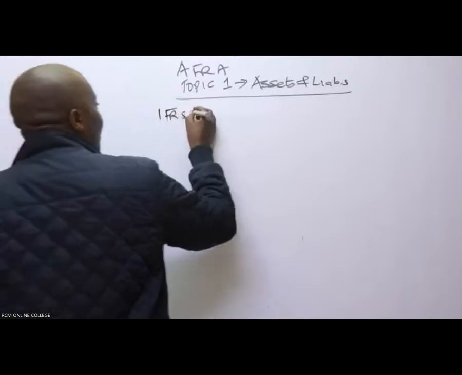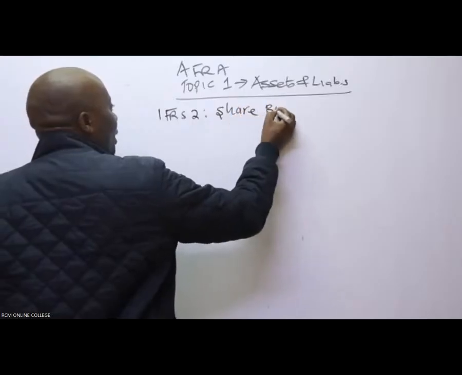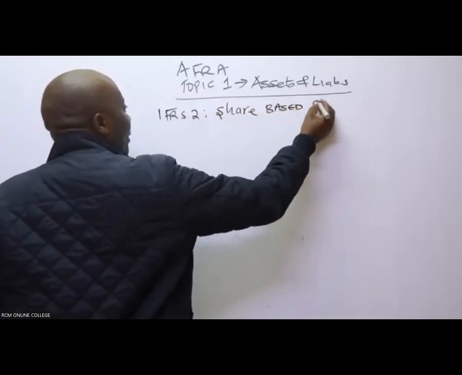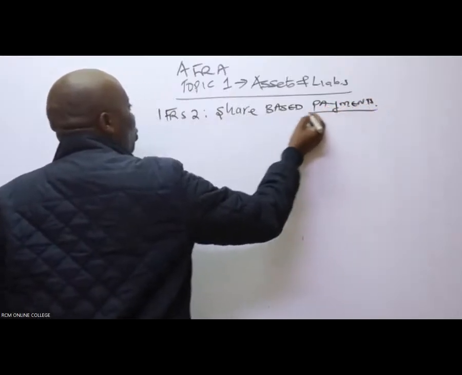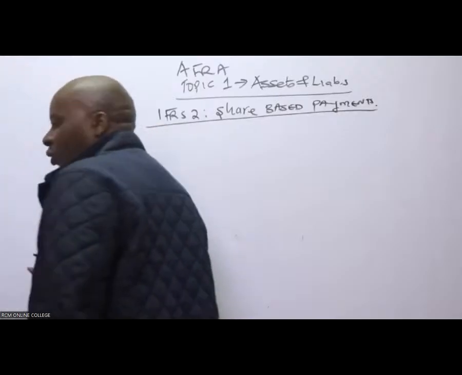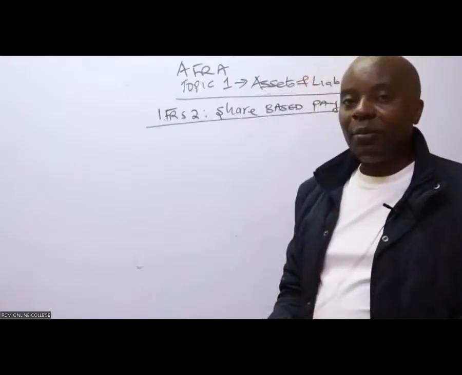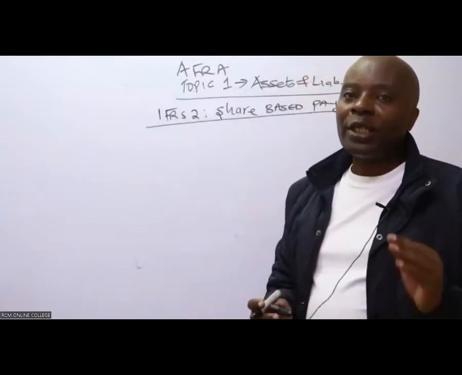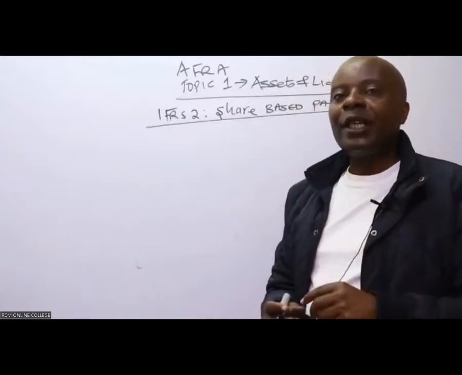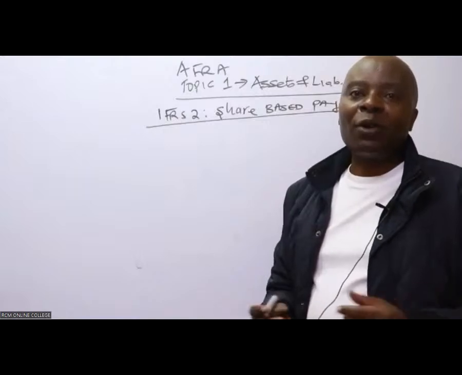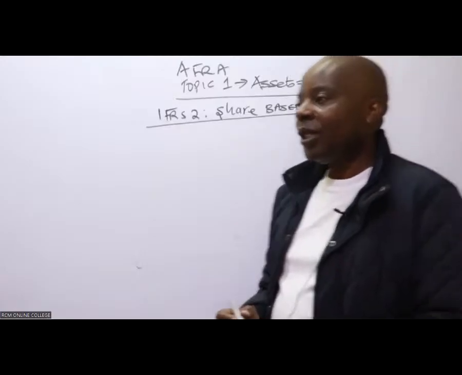IFRS 2. This is what we call share-based payments. A liability accruing out of what? Those shares or share options that we make promises to our employees. You tell our employees that if you work for us, for example, for 4 or 5 years, then we shall give you the company's shares. It's a liability we are creating. We must pay them. So IFRS 2, share-based payments.